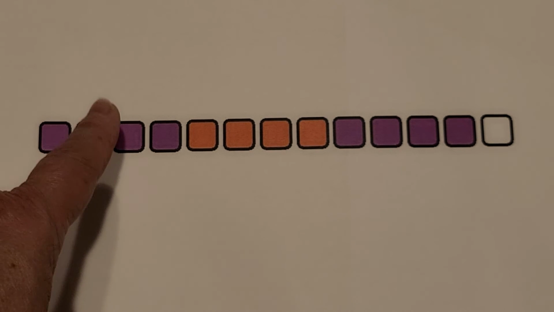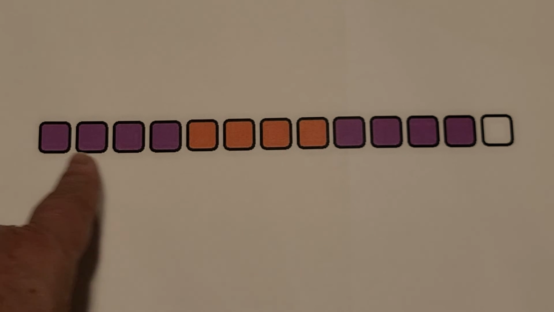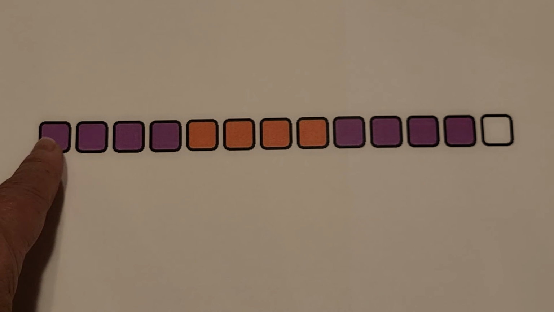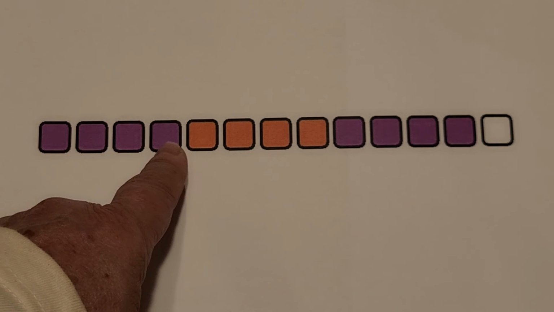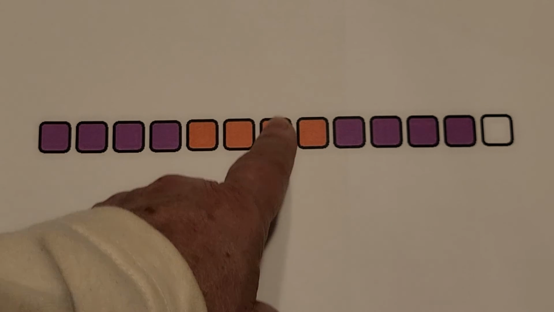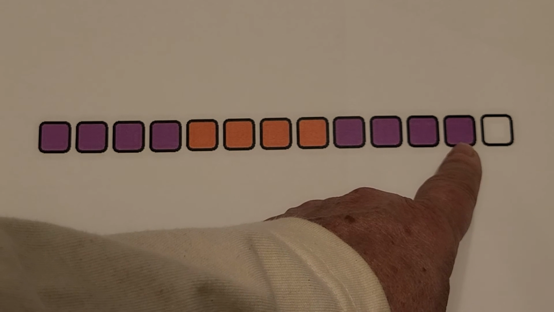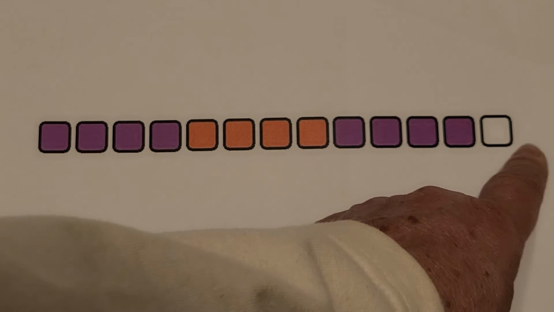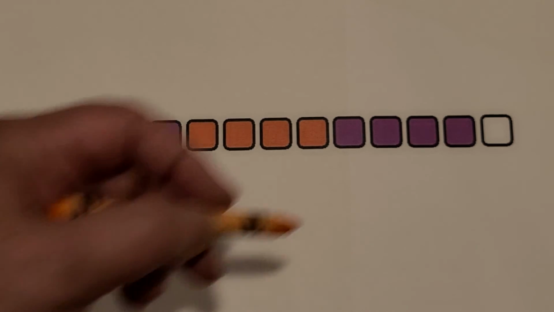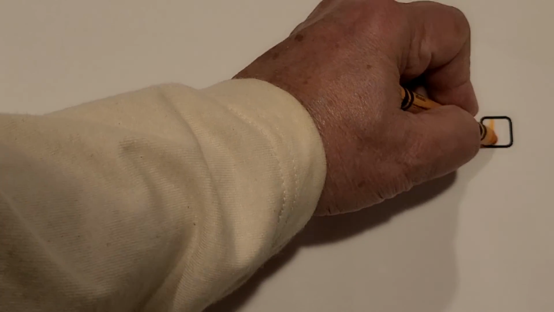Look at this pattern. We have two colors, purple and orange. And we have squares. The pattern is purple, purple, purple, purple, orange, orange, orange, orange, purple, purple, purple, purple. What color do you think goes there? If you said orange, you got it right. And we can color this orange.